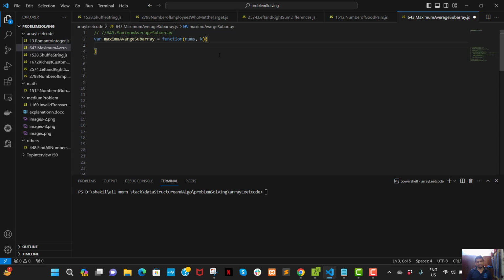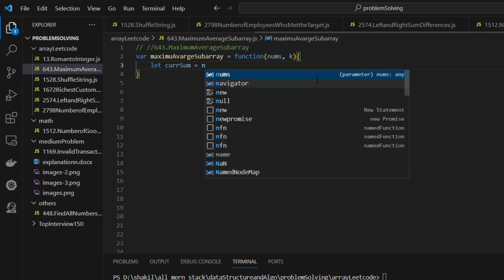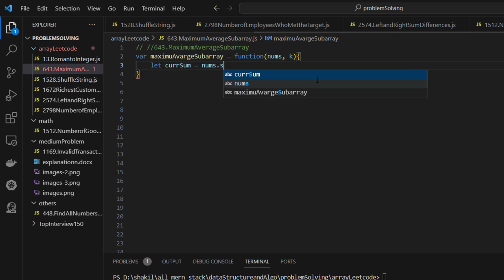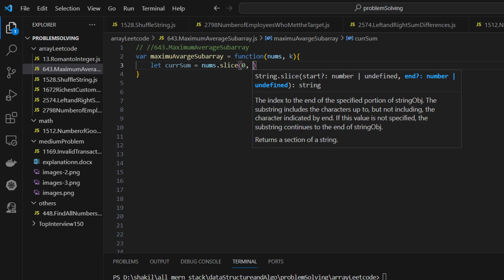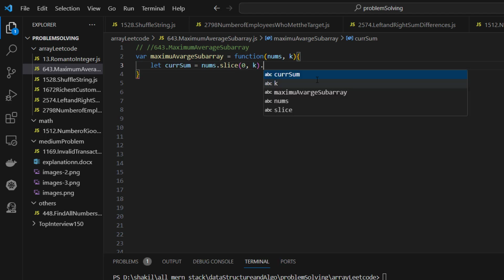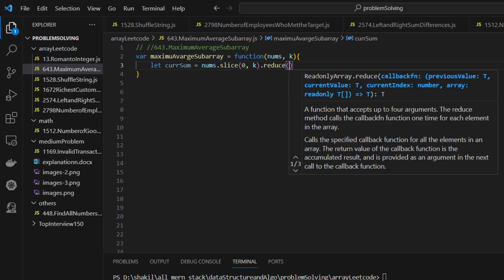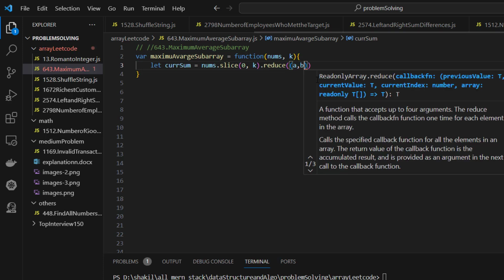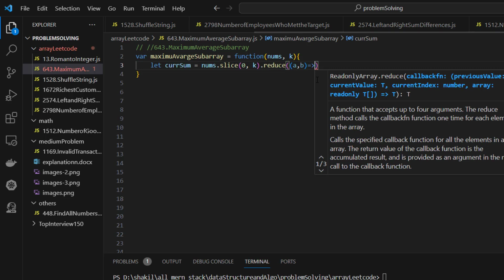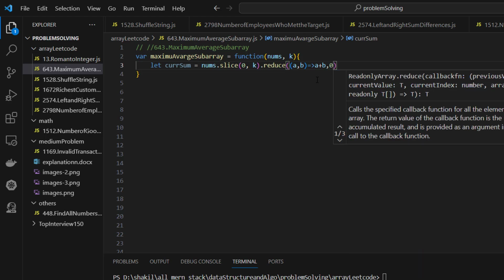Let's create current sum equal to nums. We need to slice it. It will start slicing from 0 up to k, and we should reduce it to find out the first result. Reduce, say a, b, a plus b, and it will start from 0.